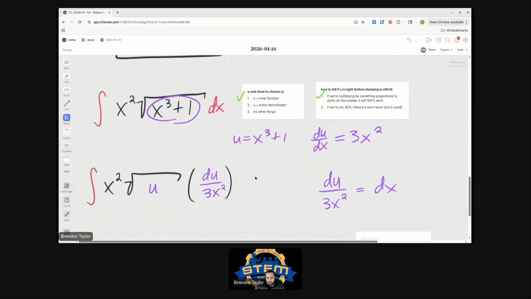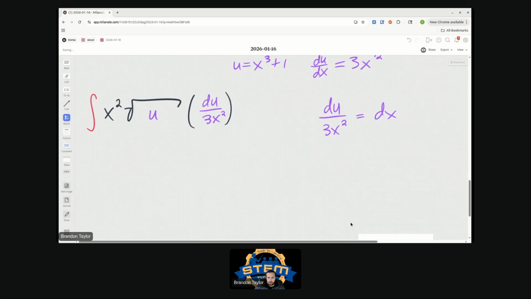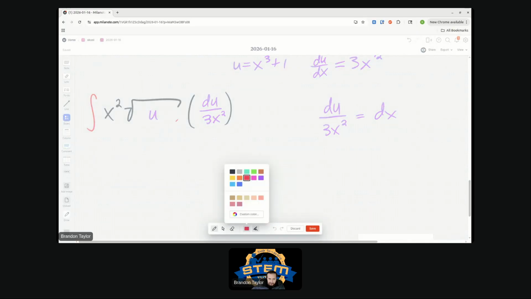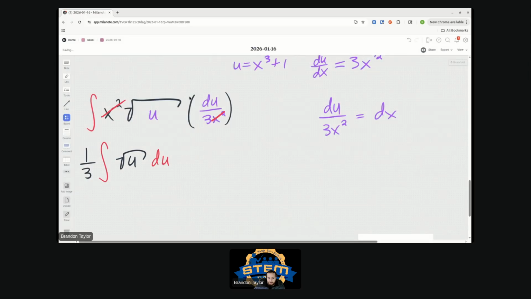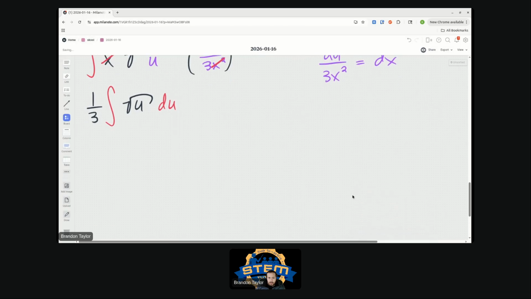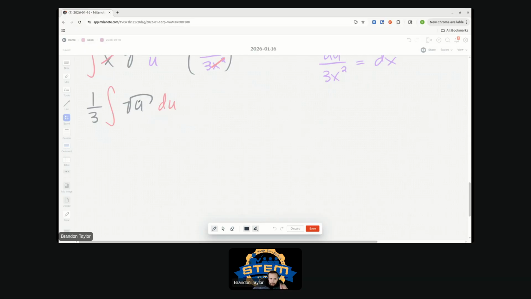And then we simplify. You can see here the x squareds cancel out now. So that works. We're going to get stuck with the 1/3, but that's not a problem because we can factor that out, right? Division by 3, we can pull that out, no problem. And then we'll have the square root of u du. Now, once we get here, this is pretty easy to solve if you know the power rule.